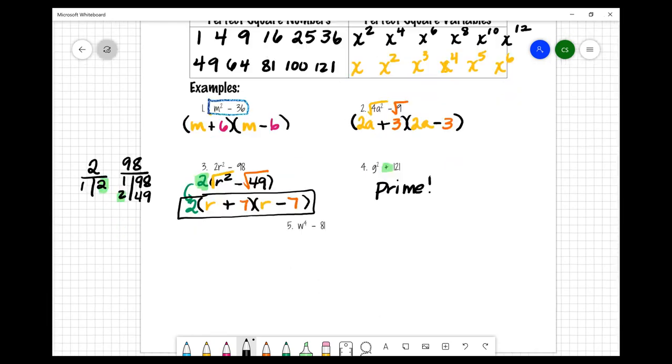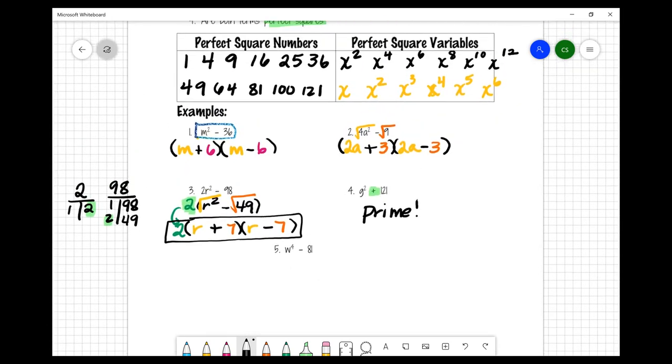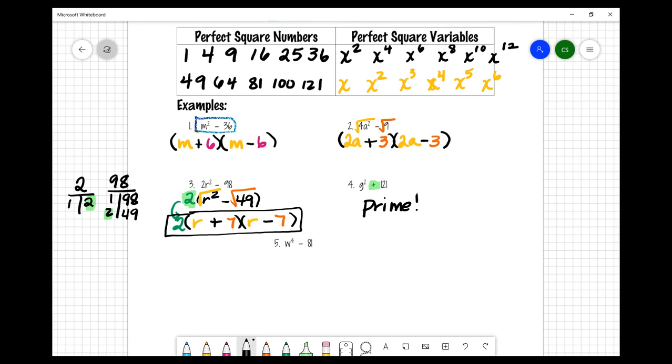And our very last example, w to the power 4 minus 81. Is there a greatest common factor? Absolutely not. It is indeed a binomial with a subtraction sign. Are both of my terms perfect squares? They are. Well, the square root of w to the power 4 is even, so it's a perfect square. I just halve the exponent. So I get w squared and w squared. And the square root of 81 is 9. Remember, one gets a minus sign, one gets a plus sign.